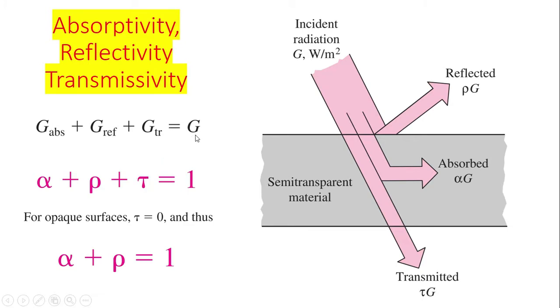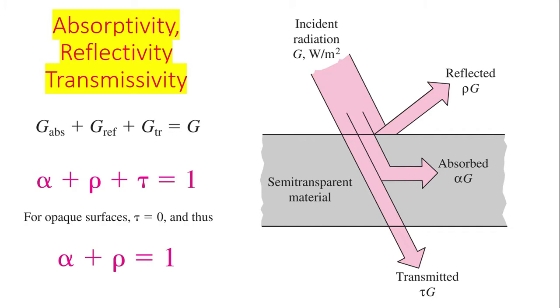So from this definition of the first law of thermodynamics, we have developed an expression which shows that the absorptivity, reflectivity and the transmittivity for a semi-transparent material would sum to 1. This expression is useful for transparent materials, where transmittivity, absorptivity and reflectivity phenomena are all taking place. Whereas opaque surfaces are those surfaces through which the light cannot be transmitted.